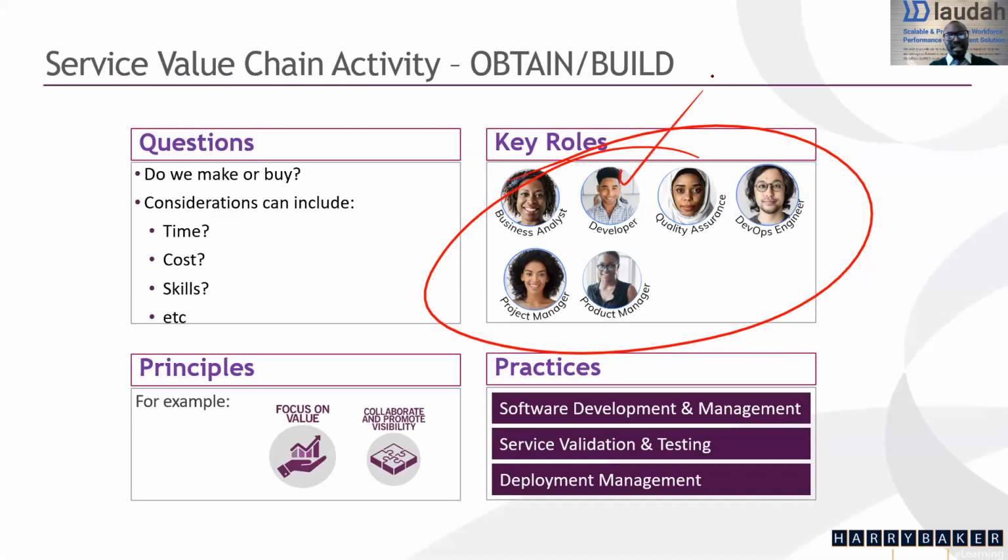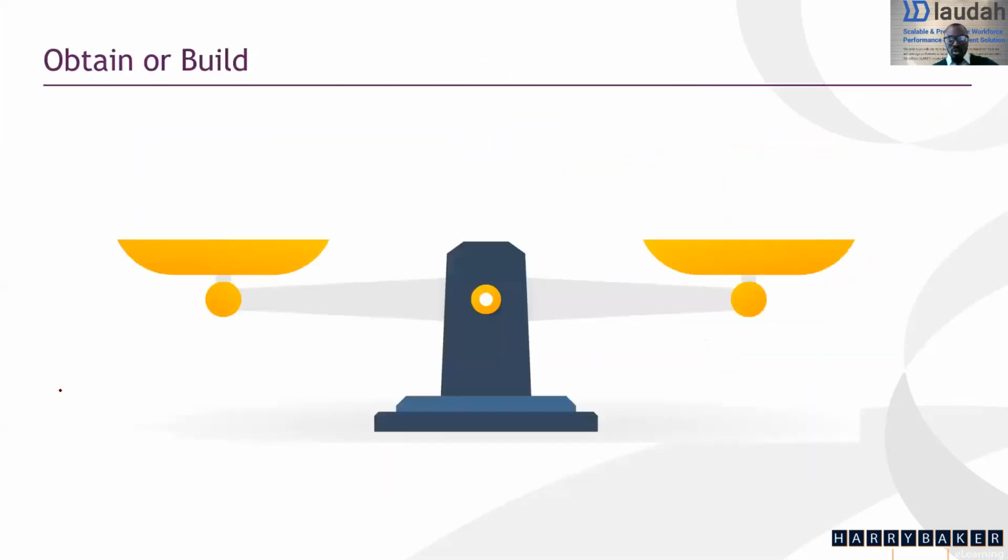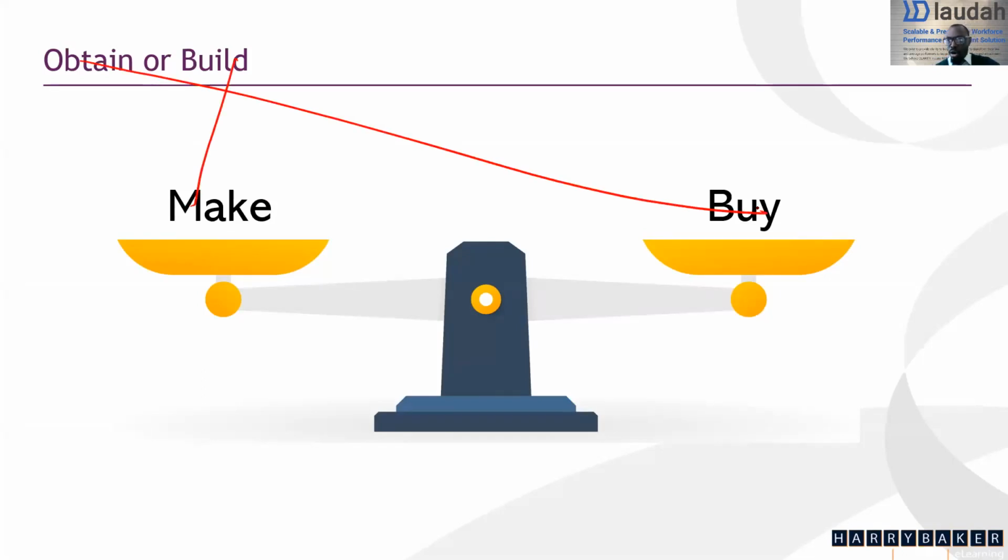Developers are huge here. Testers are huge here. DevOps engineers are huge here. Then these other guys are just helping to manage, but these guys are the real guys doing the work in obtain and build. And when we build as well, first of all, we want to ask ourselves, do we want to build it, or do we want to buy it? That's obtain or build, make or buy.